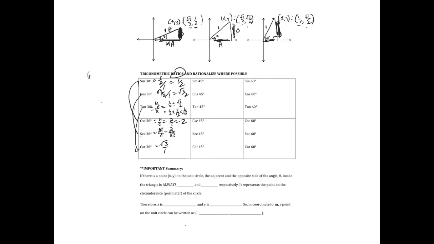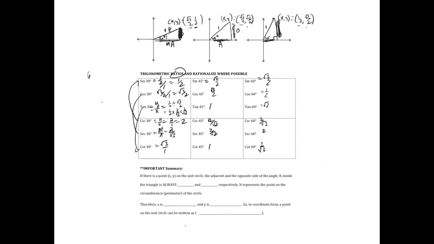So sine 45, all the 45s and 60s, you could pause the video and try this on your own to get the ratios. You don't have to rationalize if you don't want to. So here are the answers. Not everything is rationalized; I didn't do much rationalization.